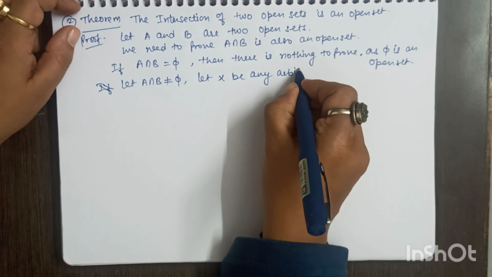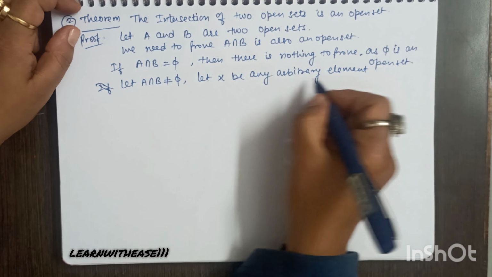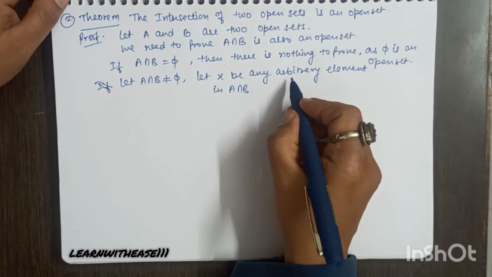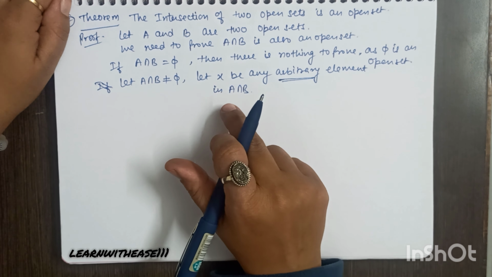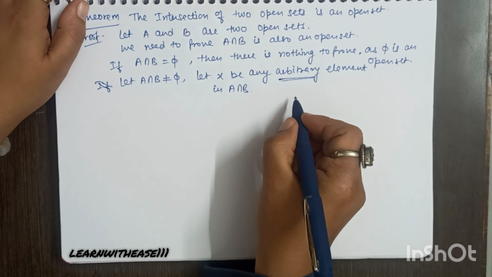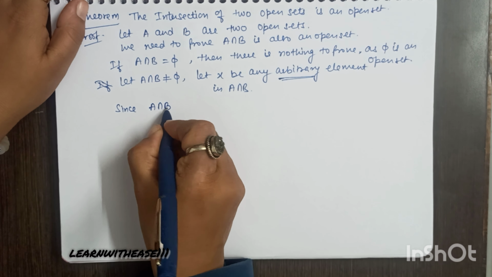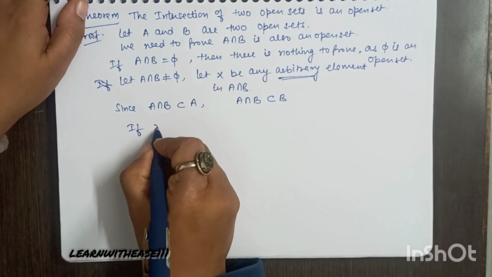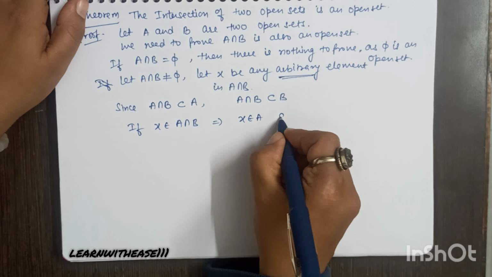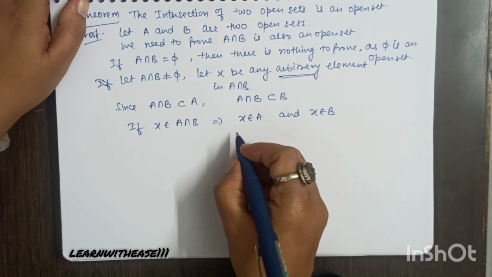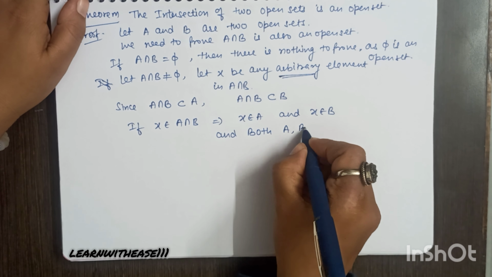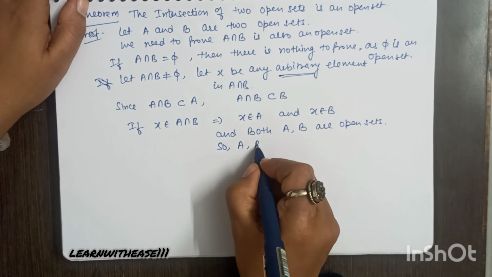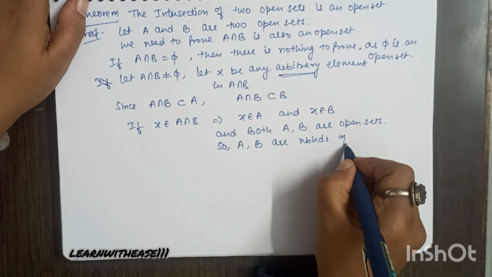Let X be any arbitrary element in the set. A theorem will always be proved for an arbitrary element. You cannot take a specific example. Now X belongs to A intersection B, and since A intersection B is a subset of A and B both, whenever an element belongs to the set, it must belong to both sets. X belongs to A and X belongs to B. And both A and B are open sets given to us. So they are neighborhoods of each of their points. So that means A and B both are neighborhoods of X.